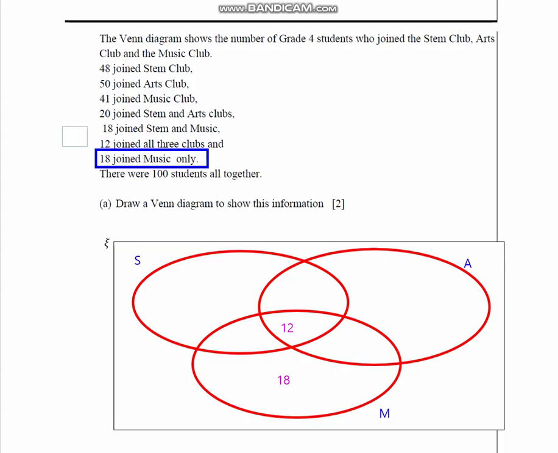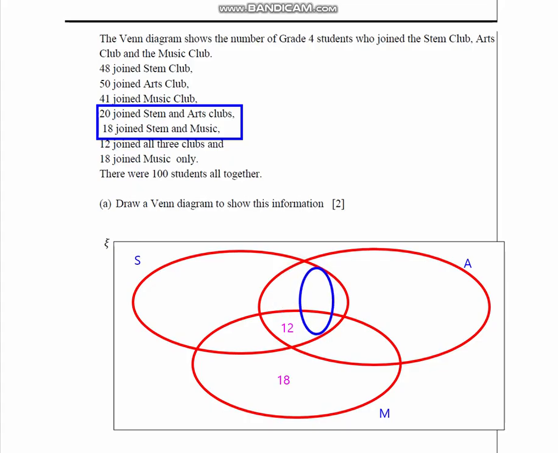What else can we put in just directly as it is? Seems like we've got nothing more. Now let's check these two statements. Nice one. The first one is saying Cindy joined STEM and Arts. STEM and Arts, what region is that? It's this region here.